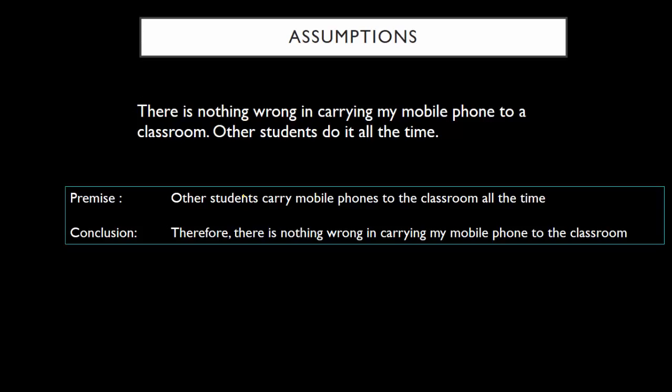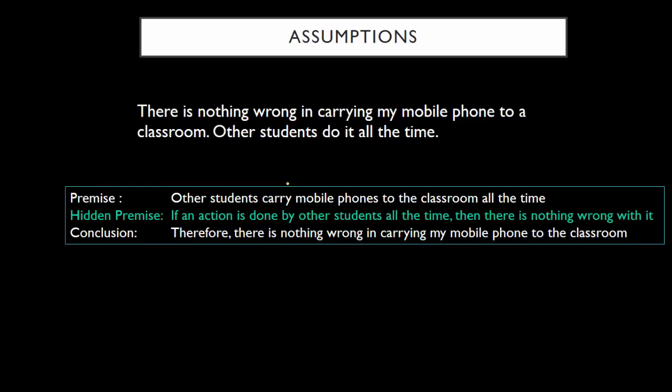So what is connecting these two things? If something is done by other students, then there is nothing wrong with it. And that is something that the person would have assumed to be true for the argument to make any sense. The assumption in this case, or the hidden premise, is if an action is done by other students all the time, then there is nothing wrong with it. So that is the assumption. Assumption is like a gap between your premise and your conclusion. You're filling the gap to make the whole argument solid.